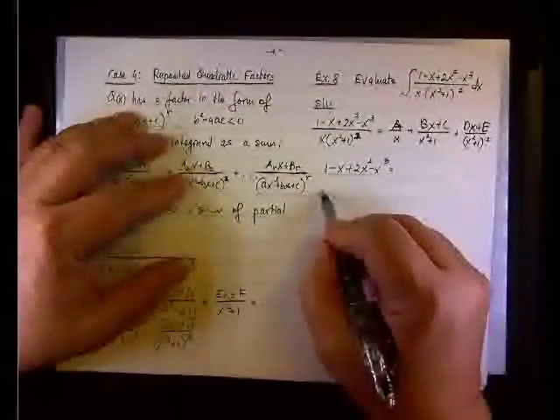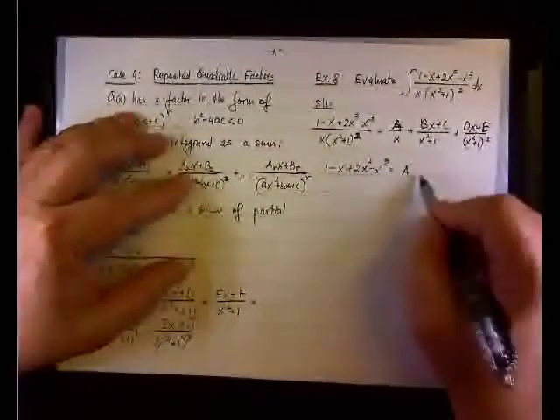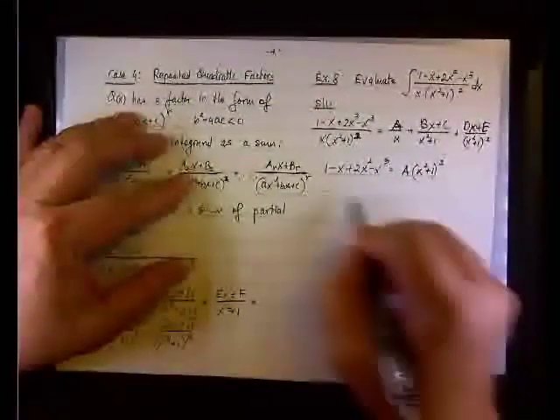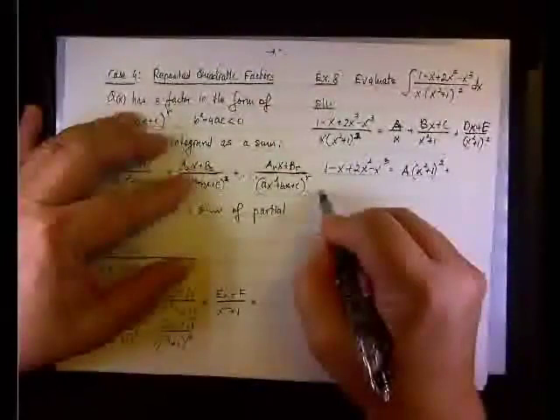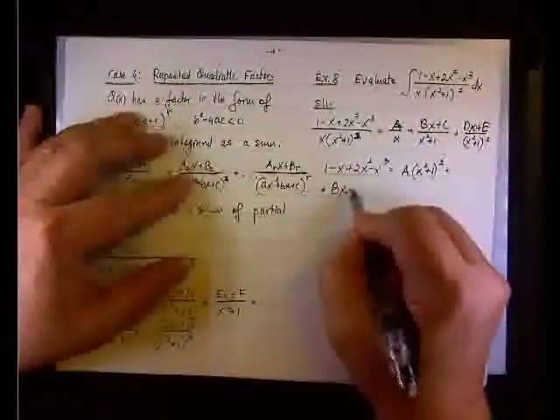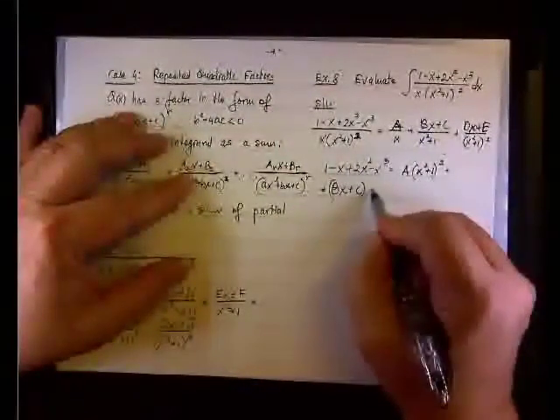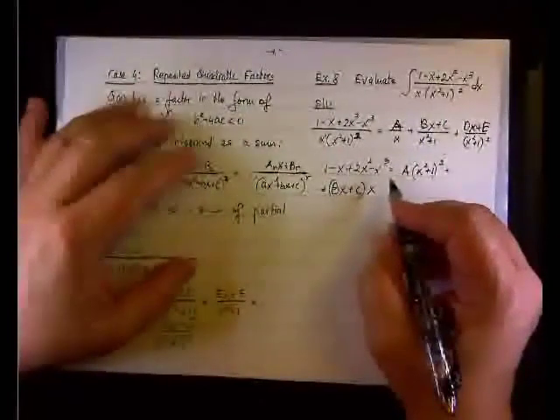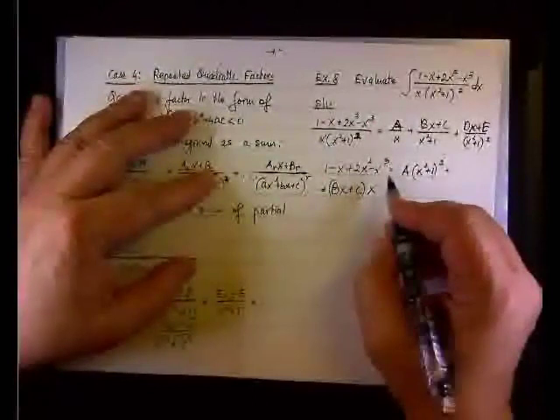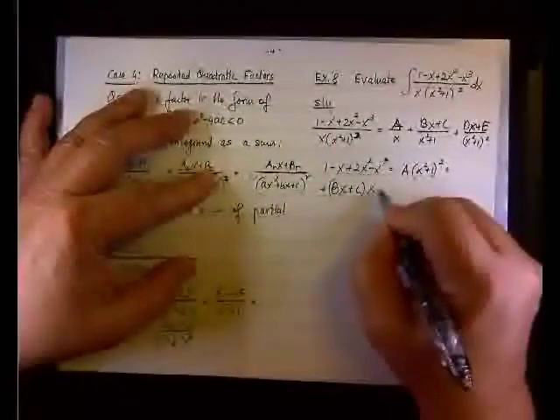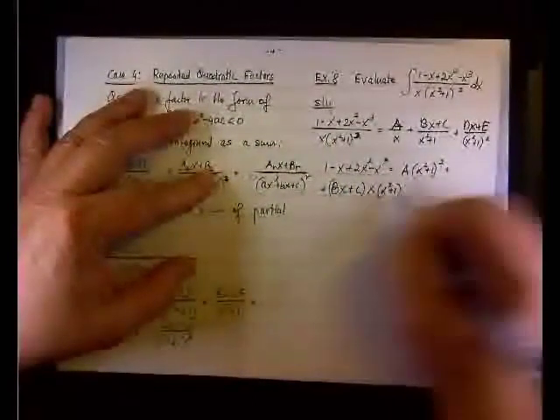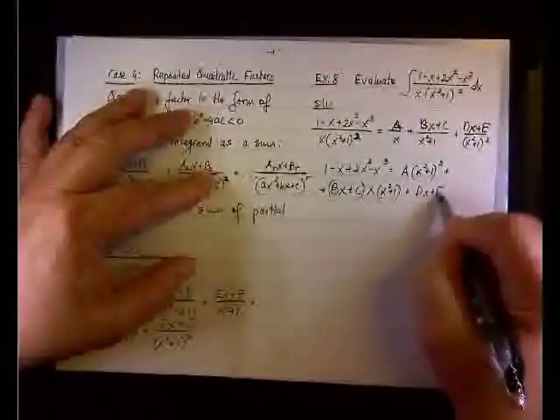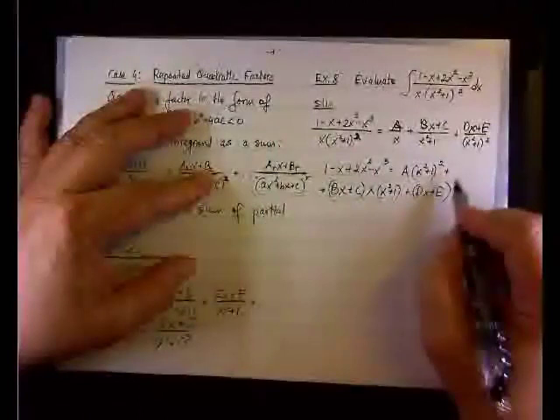A will be multiplied by x squared plus 1 squared, plus Bx plus C will be multiplied by x times x squared plus 1, and finally Dx plus E will be simply multiplied by x.